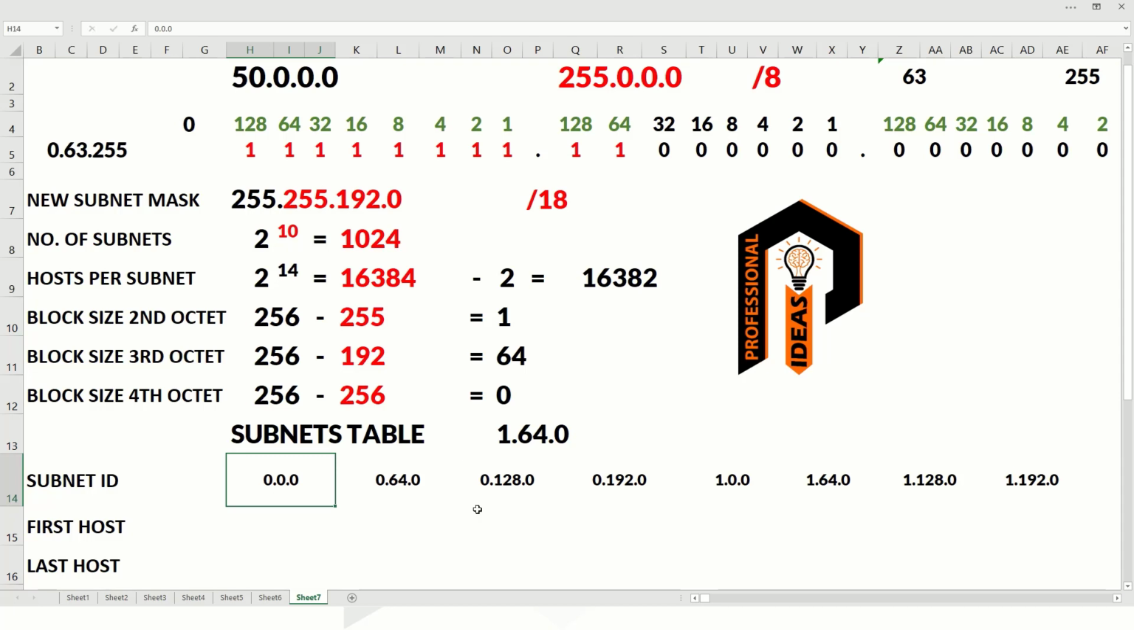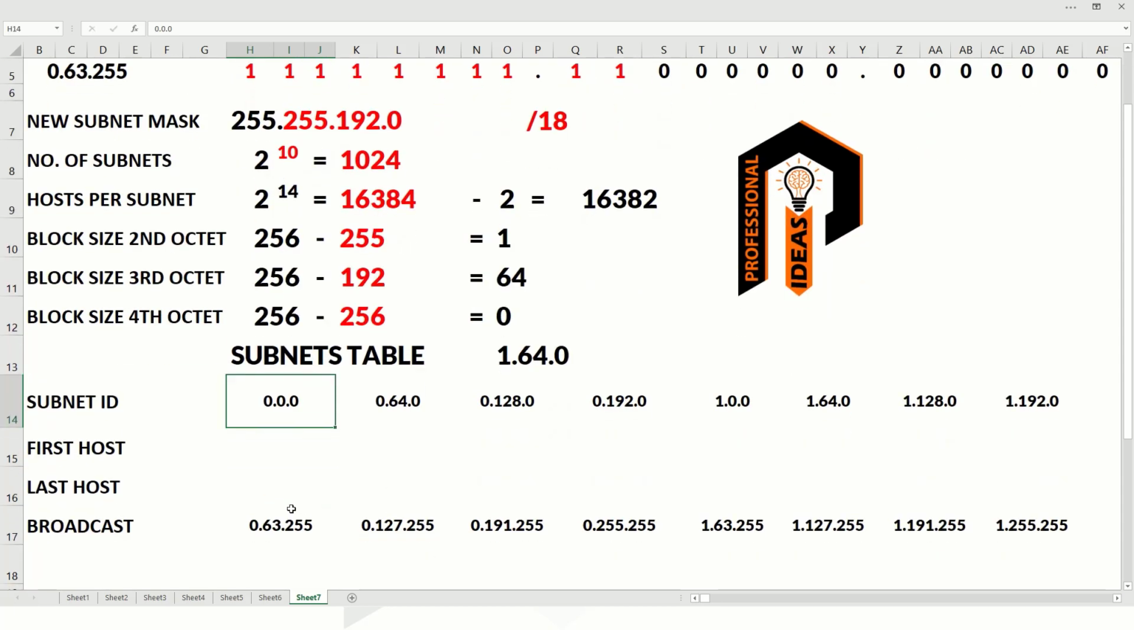Now by adding 1 in the second octet, the new subnet will be 1.0.0. As you can see in this subnet, the value of the second octet is 1 and we have to get 4 subnets for it. So we will add 64 again in the third octet. Next subnets will be 1.64.0, 1.128.0, 1.192.0, and that's it. We got 4 subnet values in the third octet for the value of 1 in the second octet. Now repeat the same process for 2.0.0 all the way up to 255.0.0.